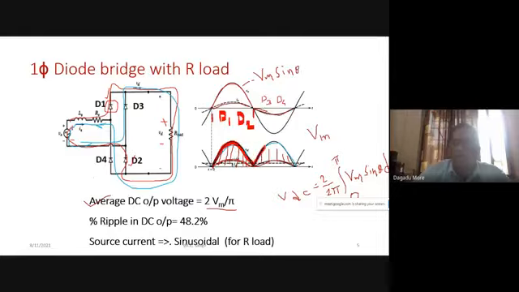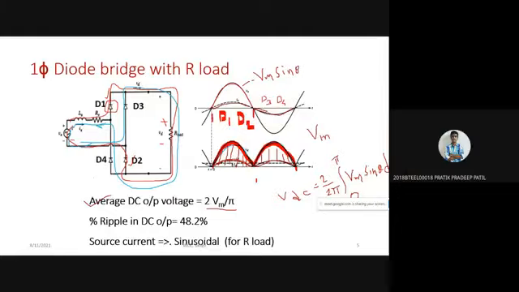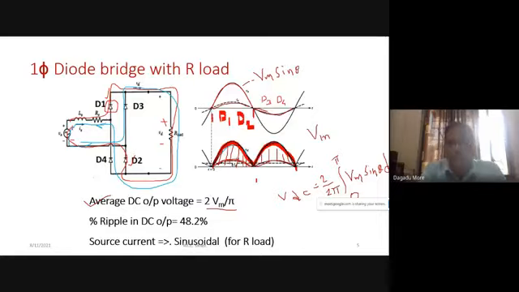How do we find out the ripple in the output voltage? Anybody? What is the procedure? Can you recall? By calculating RMS and average value, sir. Yes, correct. So we have to calculate the average value, which we have already calculated. And the RMS value will be Vm by root 2, particularly for this.